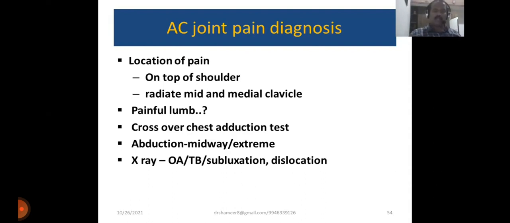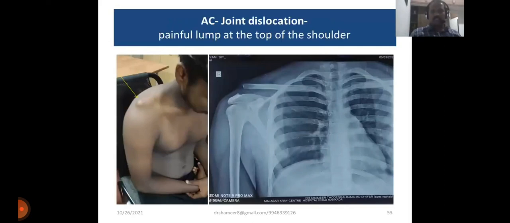So write down an X-ray, shoulder AP, and you can diagnose a TB shoulder, you can diagnose an OA shoulder and the subluxation. Okay, this is the AC joint dislocation that came to my OPD after an acute fall. We can see a painful lump over the AC joint.